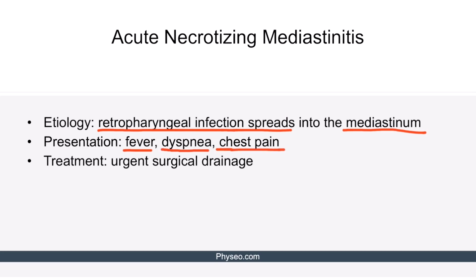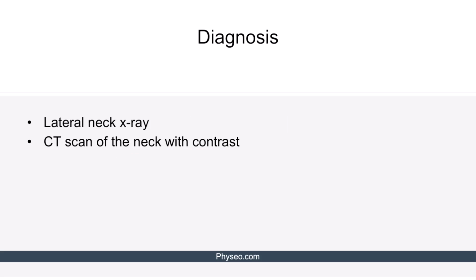The treatment for this condition is with urgent surgical drainage to prevent further spread of the infection that could potentially lead to life-threatening pleural or pericardial effusions. The diagnosis can be confirmed with a lateral neck X-ray or a CT scan of the neck with contrast.